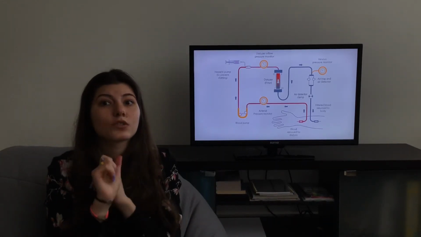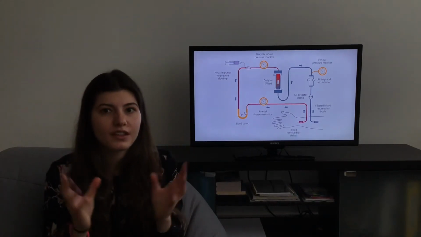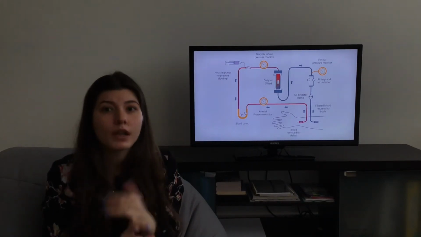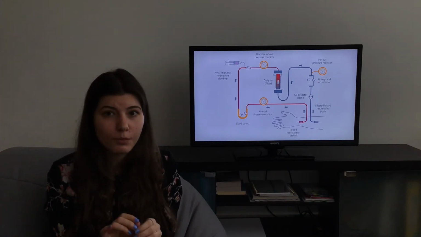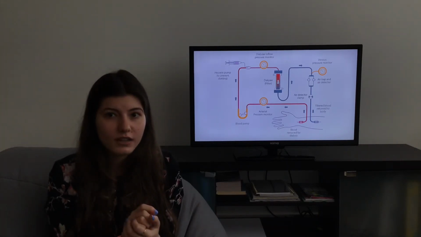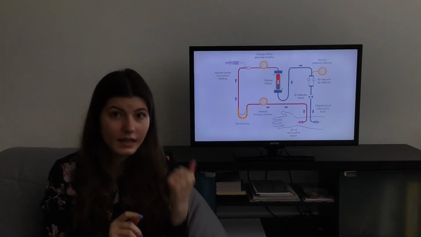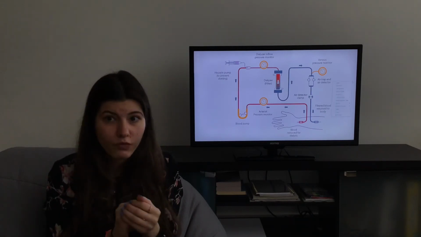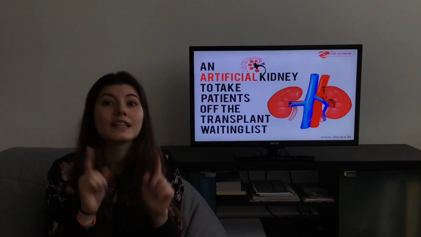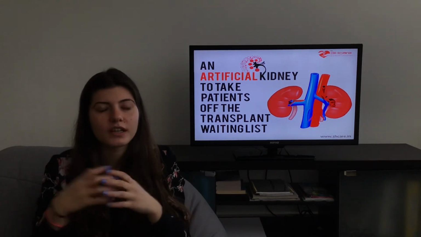Blood enters at one end of the filter and is forced into many very thin hollow fibers. As your blood passes through the hollow fibers, dialysis solution passes in the opposite direction on the outside of the fibers. Waste products from your blood move into the dialysis solution, and the filtered blood remains in the hollow fibers and returns to your body. So this is how your kidney function can be replaced and you can live longer.